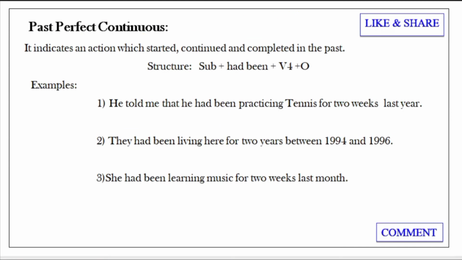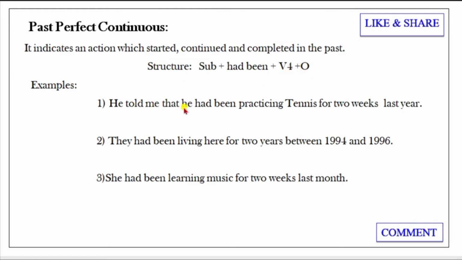Past perfect continuous tense. It indicates an action which started, continued and completed in the past. So started in past, continued in past and completed in the past. That should be kept in your mind. Then we are using past perfect continuous tense. What is the structure of it? Subject plus had been plus verb 4 plus other part of the sentence.